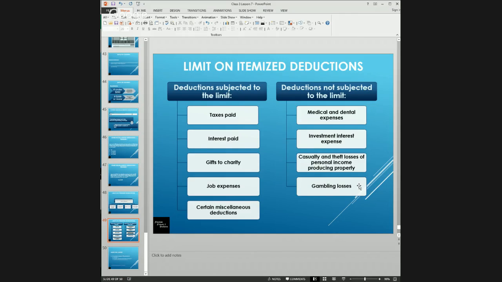The items that would be subject to the limit would include your taxes paid, interest paid, gifts to charity, job expenses, as well as your miscellaneous deductions. The deductions that would not be subject to the limit would include your medical and dental, any investment interest expense, casualty and theft losses, as well as gambling losses. Those would not be subject to the reductions based on your income.